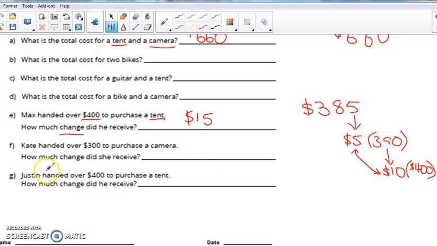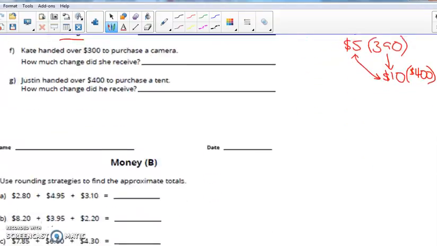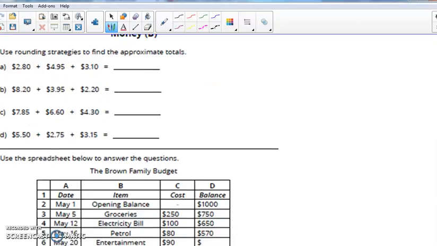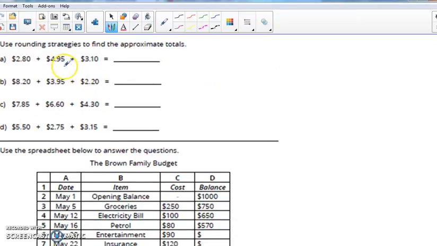Okay, I'm sure you can go on and work out the rest of them. Let's have a look at these next questions. Now, finding approximate totals. This is really important and a great tool to have.